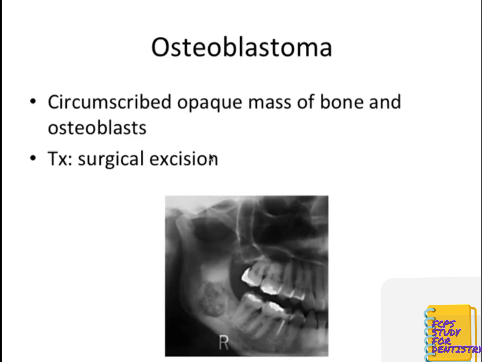Next, we have the osteoblastoma, and this is a circumscribed, opaque mass of bone and osteoblasts. So you can imagine if we're talking about mineralized tissue, it's going to appear radiopaque. And the treatment here is surgical excision.